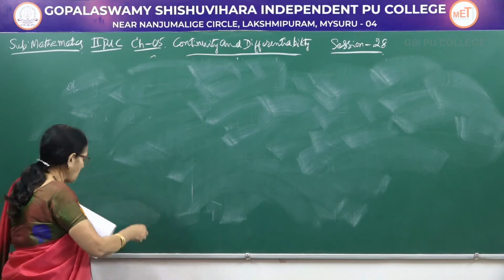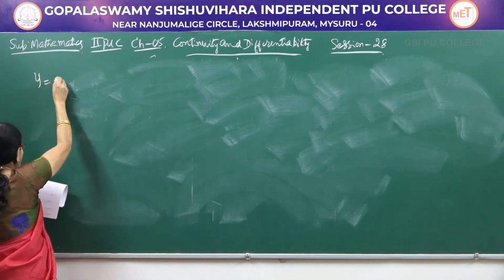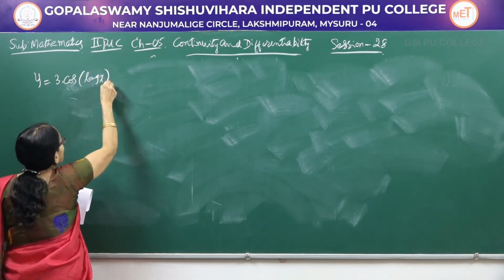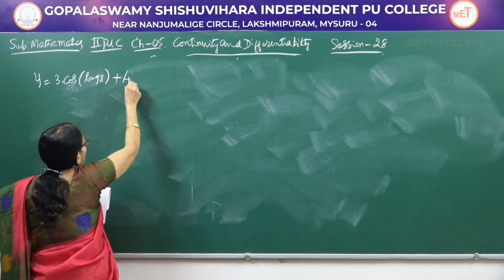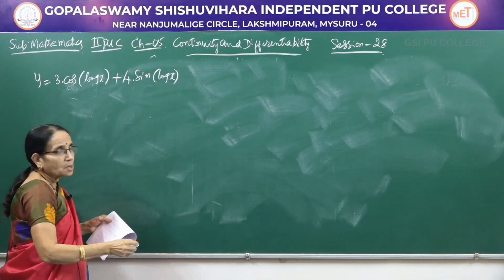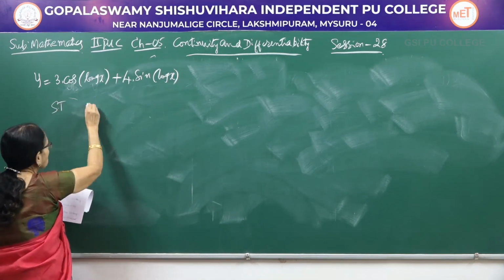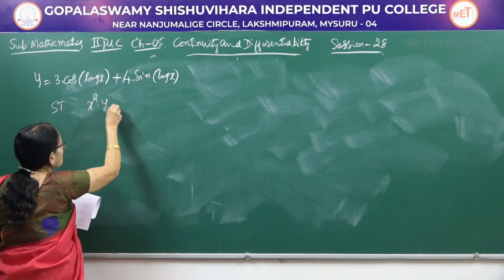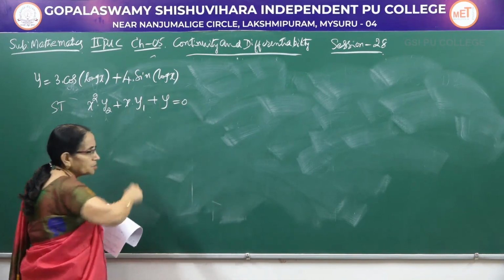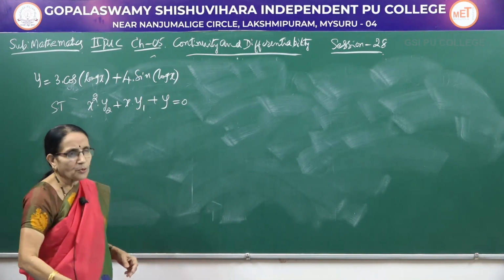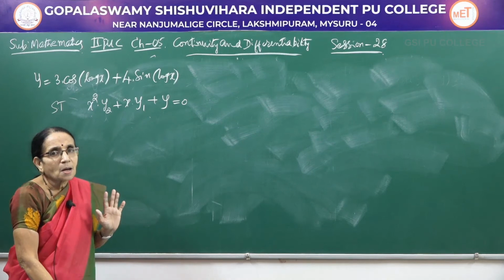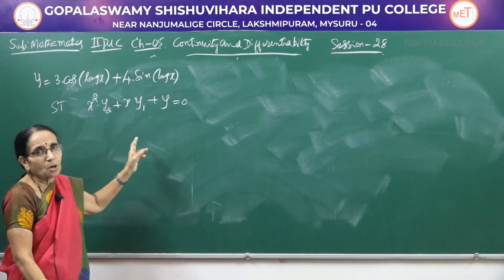If y is equal to 3 into cos of log x plus 4 into sin of log x, then show that x square into y2 plus x into y1 plus y is equal to 0. Almost same type of problem we did in the previous session. There instead of logarithmic function I had exponential function. There directly I could not get the result like this.